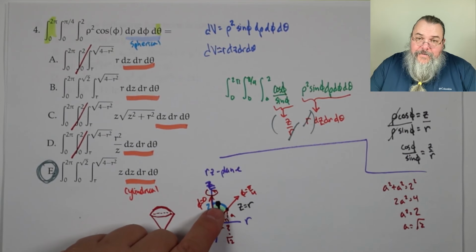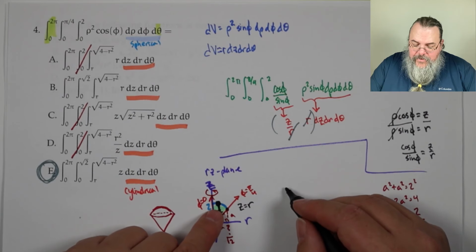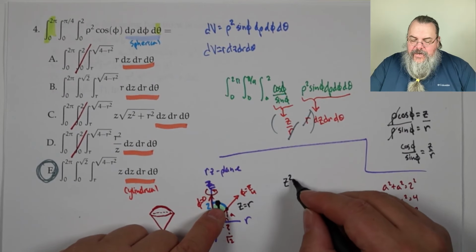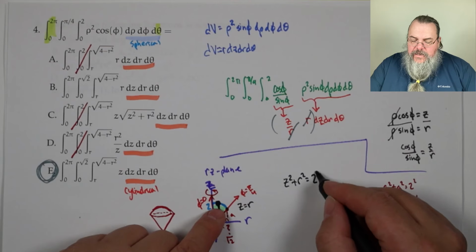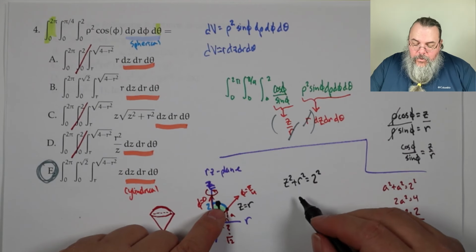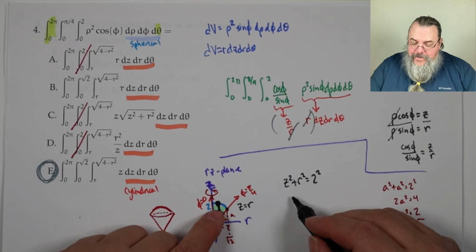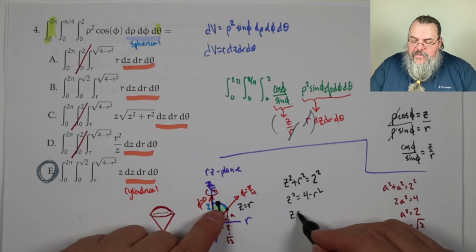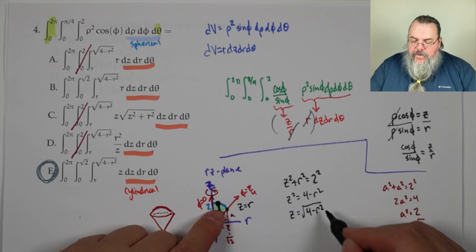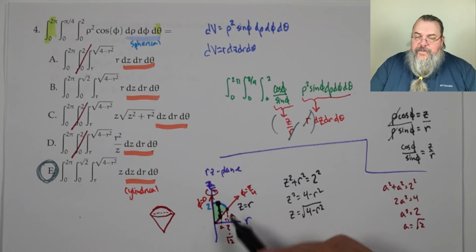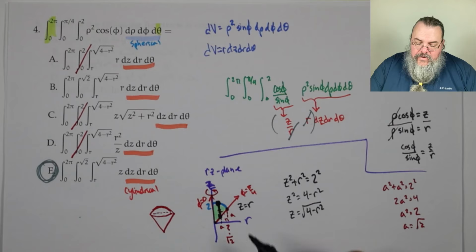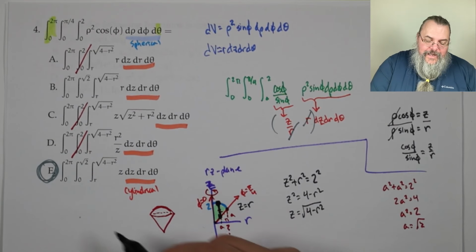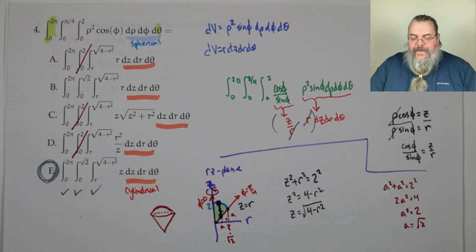And then what's this? The sphere? Well, it's part of a circle, the circle with radius 2 in the ZR plane. So that's Z squared plus R squared equals 2 squared. Or, if we solve for z in terms of r, z squared equals 4 minus r squared, or z equals the square root of 4 minus r squared. We need the positive square root because we want the part that's above. And so we are going from r to the square root of 4 minus r squared. And so the bounds also match.